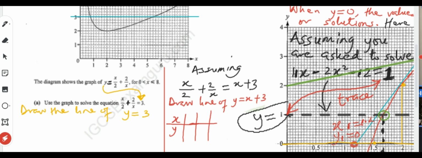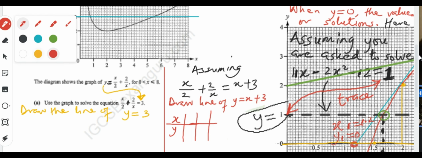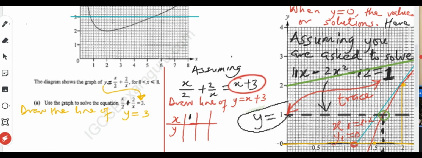But there's one value you don't even need. For straight line graphs, you don't need all points, just two values. So let's try 1 and 4. When x is 1, what will be the value of y? For this particular line we are drawing, when x is 1, y will be 4.